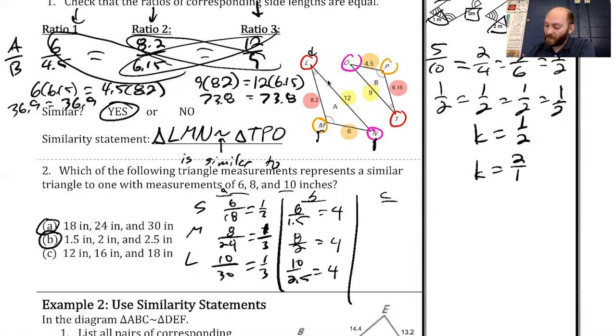Okay, so for case C, short is 6, short is 12, 8 is a medium, 16 is the medium, and then 10 to 18. So 6 over 12 is 1 over 2, 8 over 16 is 1 over 2, 10 over 18 is 5 over 9. So that means C is not similar. All it takes is one pair to not match up. It doesn't matter if I have 2 pairs match up like this. One pair messes it all up, so it's no good.